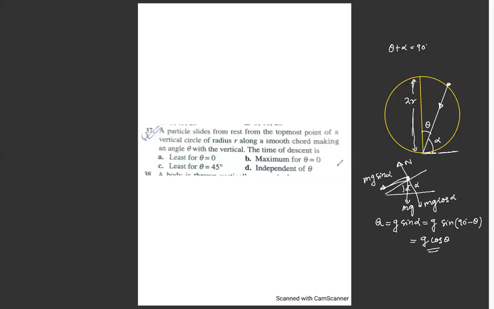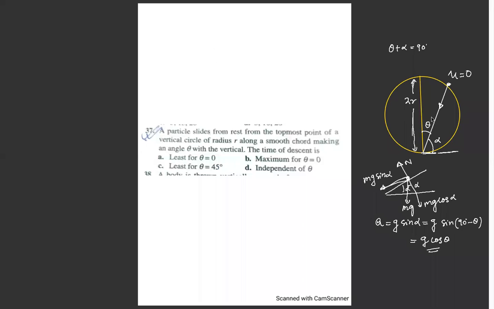We are required to find out the time of descent. This one is a constantly accelerated motion and the initial velocity of the particle at this point is equal to 0. First of all, we have to find out what this length is. This is 2r, this angle is theta, so this length is 2r cos theta.